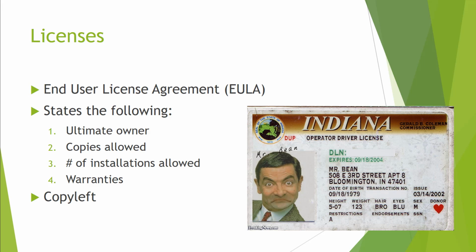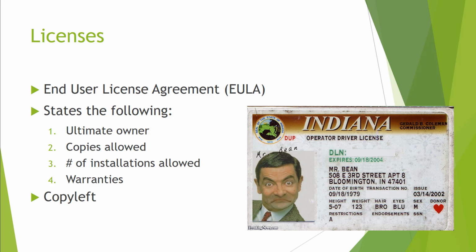This is an agreement between you, the end user, and the software company. And this overall states 3 things. Who is the ultimate owner of the software? Are you the ultimate owner, or is the company the ultimate owner? Most likely, you are not an owner of the software.